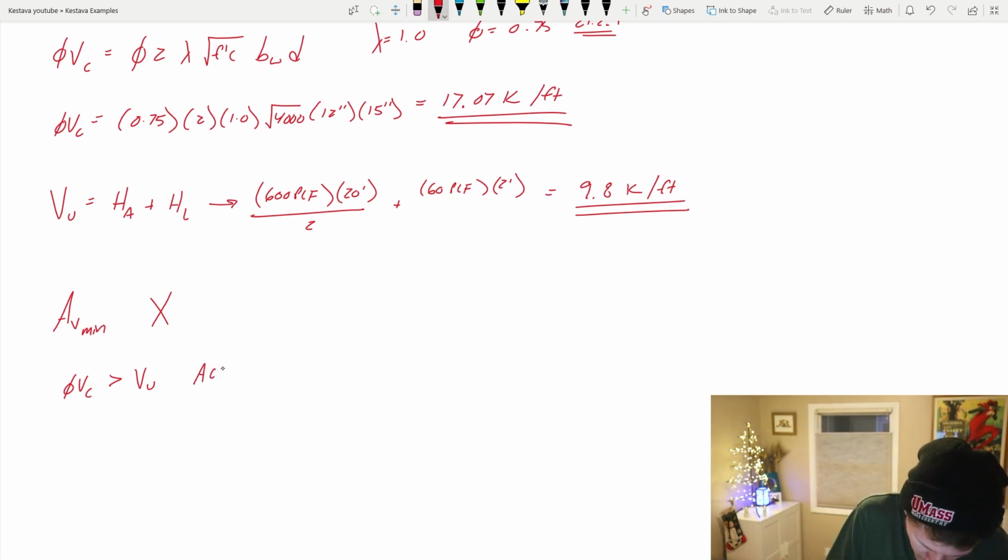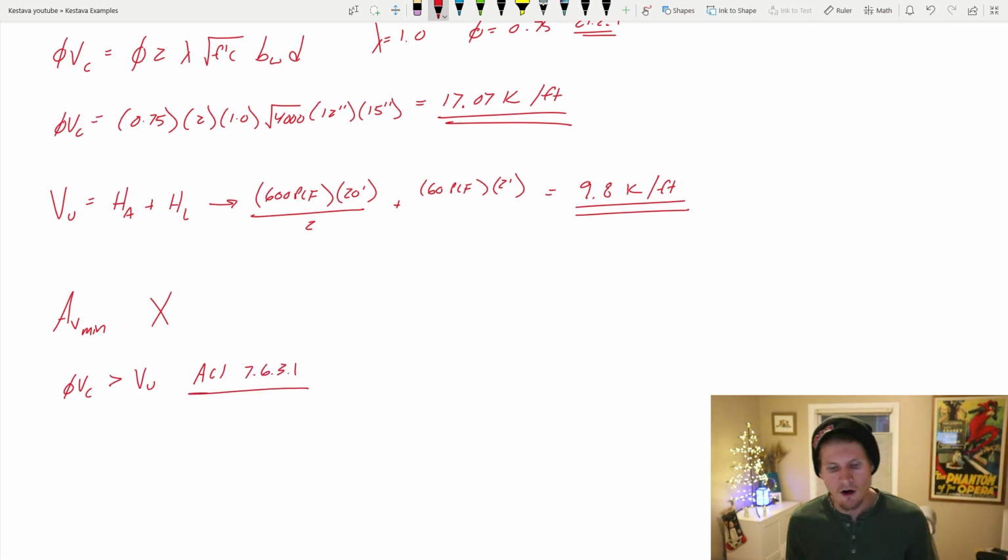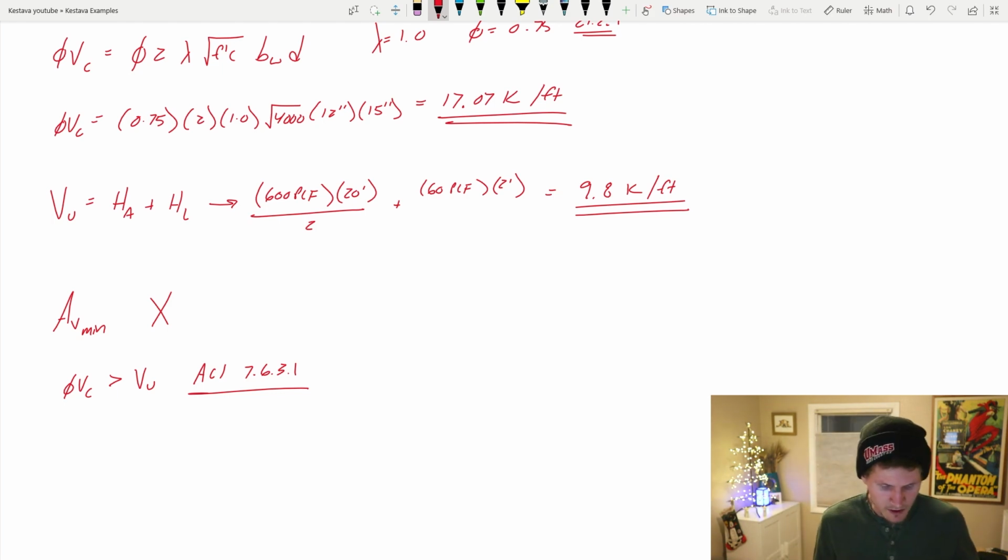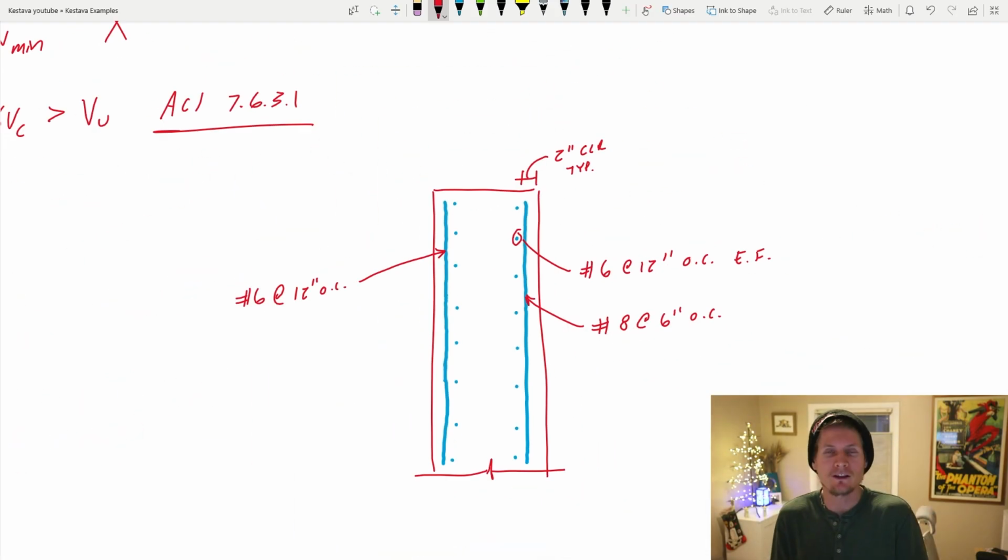It's just straight up, if you have enough capacity, you're good. If you want to check it out yourself, this is ACI 7.6.3.1, because there are different requirements for, I think, precast and one other thing in there, but this is just regular concrete, so we know that we're good to go. And to finish things off, I've given a little sketch here showing the orientation of our steel, as well as the sizing and spacing of all of our steel, and a little bit about the clear cover. Something you would regularly see on a set of structural drawings. Very legible for the contractor to construct.